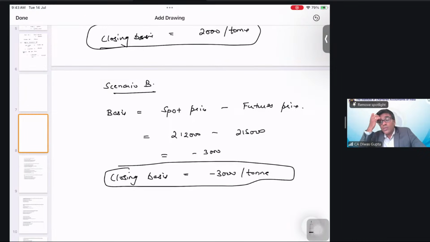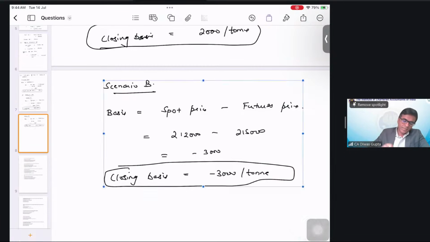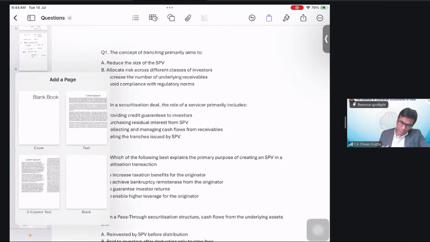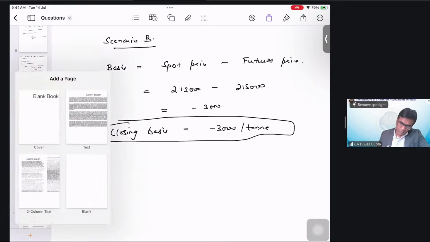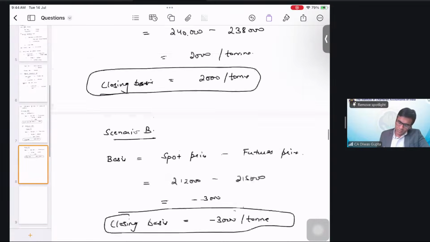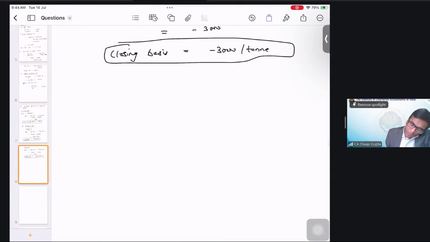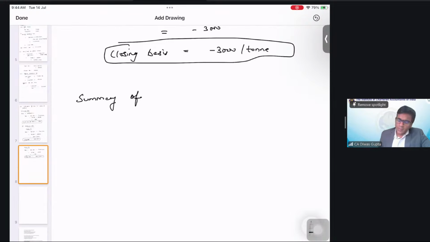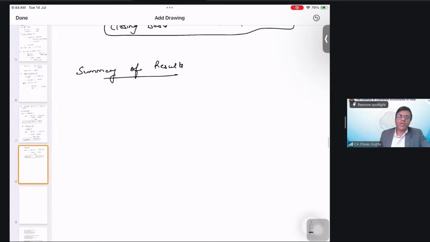So till now, we have covered the first, second, and third part, right? First part scenario A, second part scenario B, third part the initial and the closing basis. Okay. Now, let's quickly plot the summary of results. Now comes the main part, which is the fourth part, which I said would be a very good conclusion to arrive at.